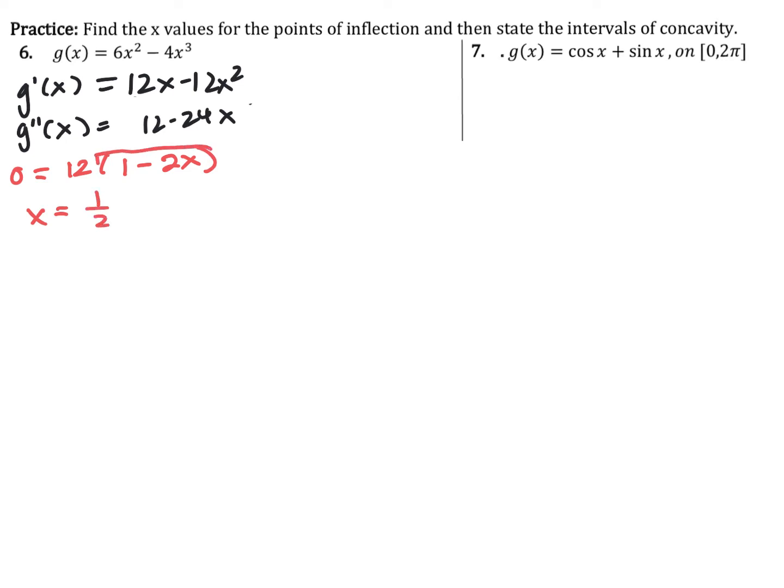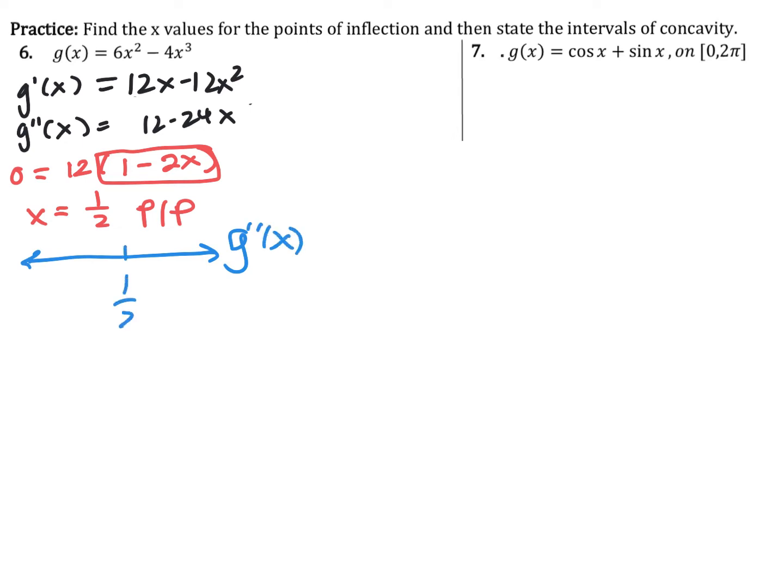If I set this equal to 0, I would subtract 1 and divide by -2, which would give me positive 1/2. Note that all three of these functions are polynomial, the original, the first derivative, and the second derivative, so they are defined everywhere. So the first derivative exists everywhere, the second derivative exists everywhere, the function exists everywhere. So we found our possible inflection point. Now we need to make a sign chart to see if our second derivative is actually changing sign here.